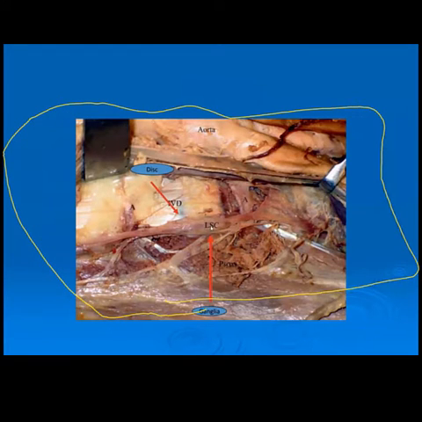So as you can see here, this is the lumbar sympathetic chain, which is running all over the intervertebral disc. This is the intervertebral disc. This is the vertebra, and this is the vertebra. And as you can see here, this is the psoas muscle, the flesh. This is the psoas muscle, and this is the ganglion. And this is the lumbar sympathetic chain joining one ganglion with the other.